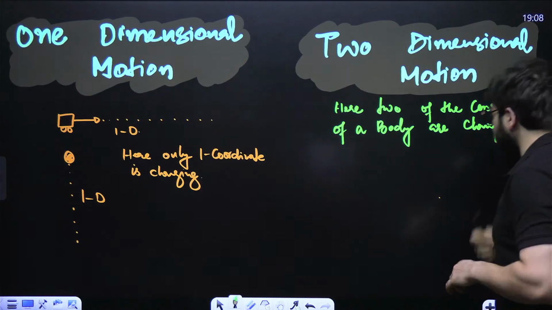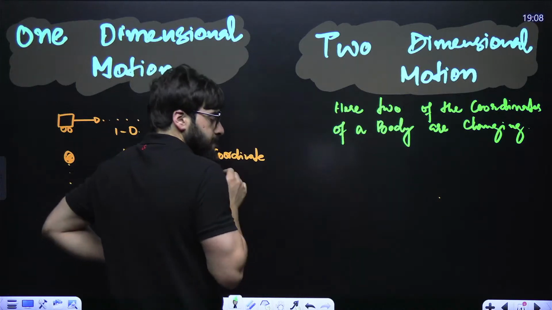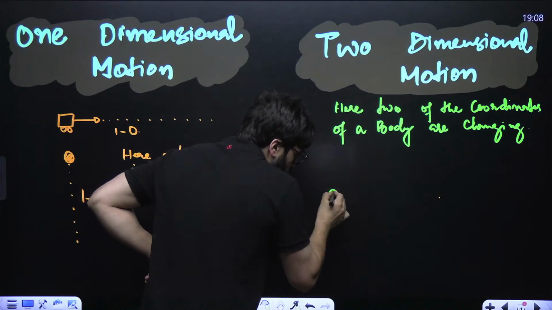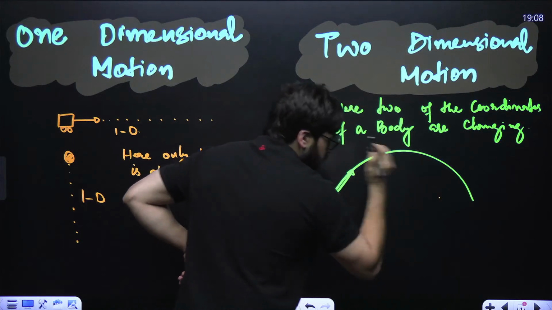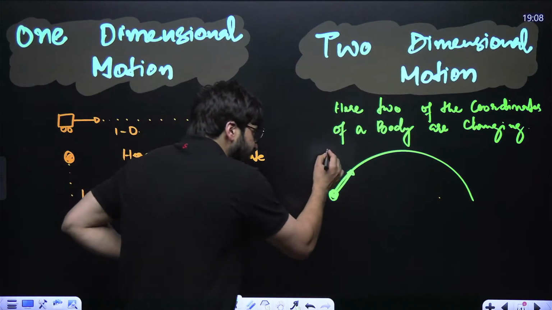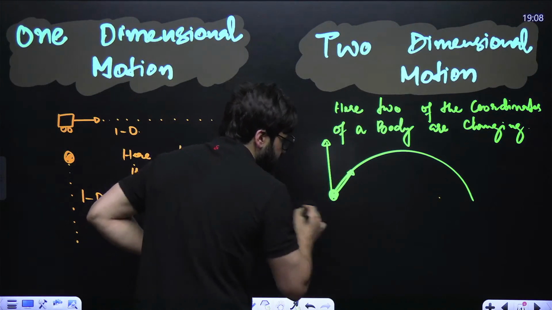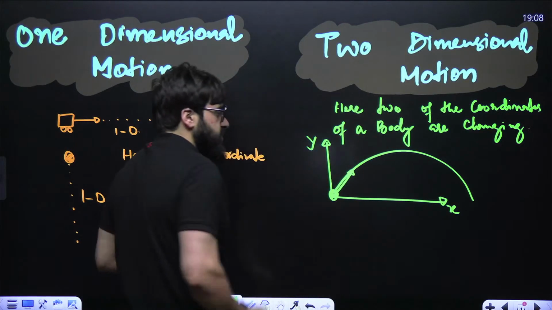Guys, understand very carefully. Let's suppose I'll give you the example over here. Let's suppose you are throwing an object something like this. It will follow this particular path. Now, guys, if you make the x-axis and y-axis over here, this is the y-axis and this is the x-axis. This is x and this is y.